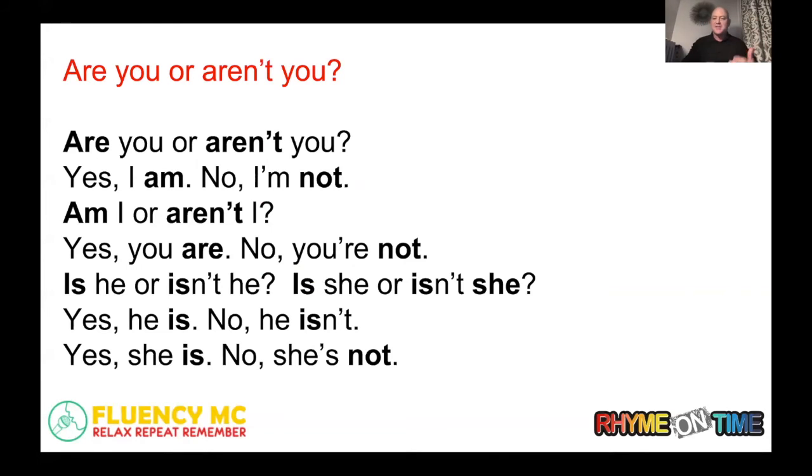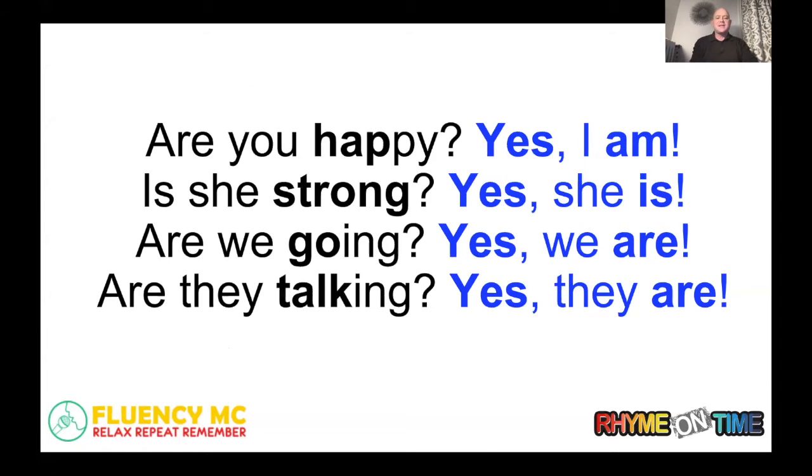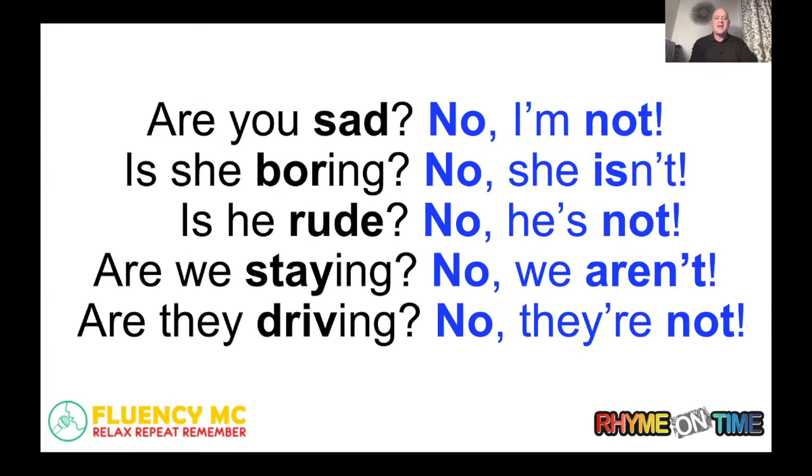This part of the song is just like drilling to get those forms, lots of exposure, seeing it and hearing it, repeating it. And then practice like this. Are you happy? Is she strong? So again, you say, is she strong? Yep. But then when you want to say, oh, she is, you're going to say, right? She is, right? Isn't, right? You got to practice those so it's very quick to make your own sentences. Same with the negatives. Are you sad? Is she boring? You get the idea.